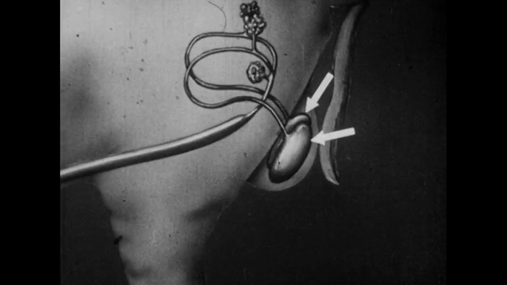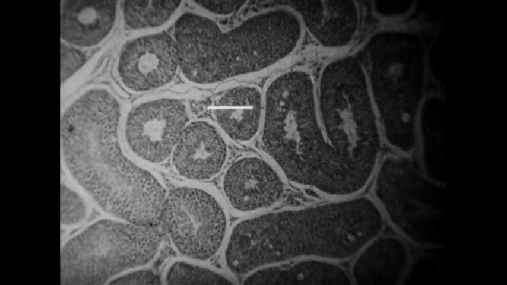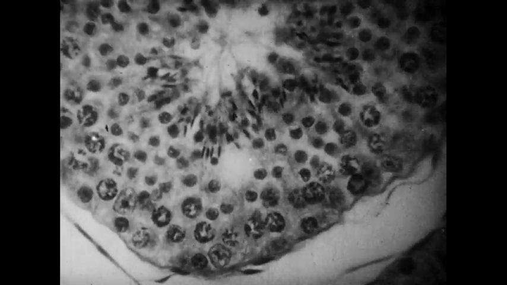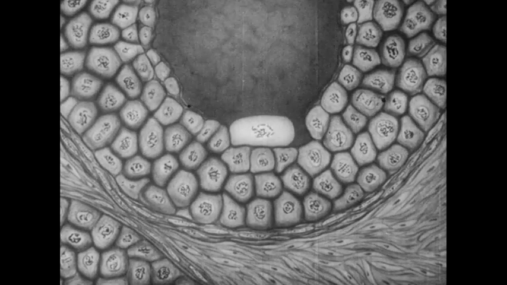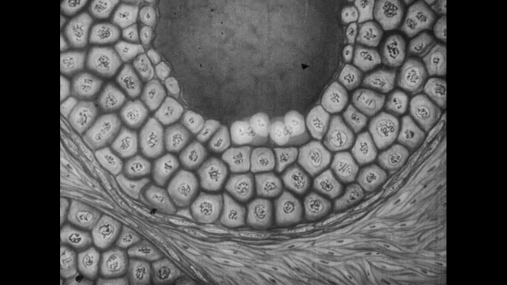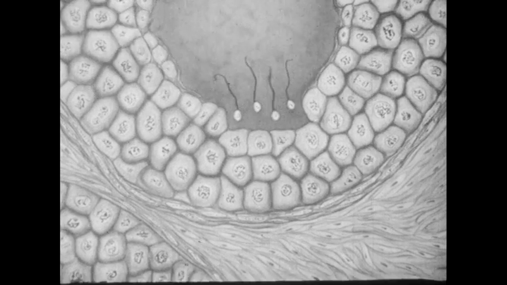A cross-section of a testis under the microscope shows numerous tubules. Here we see the cells lining one of these tubules. Each lining cell divides, redivides, and changes finally into fully mature sperms.